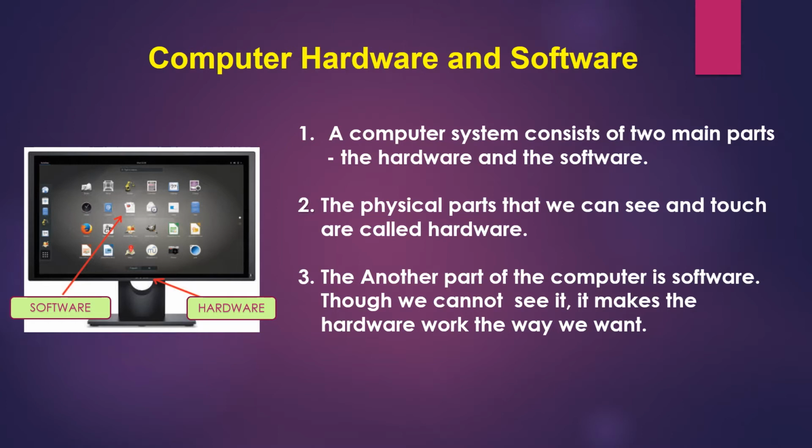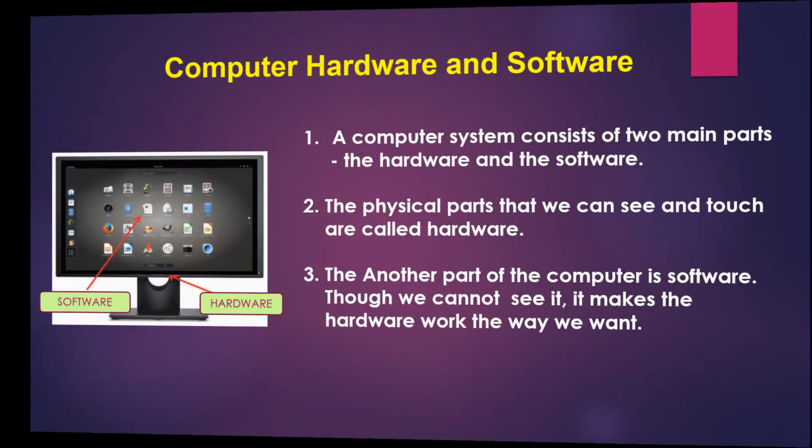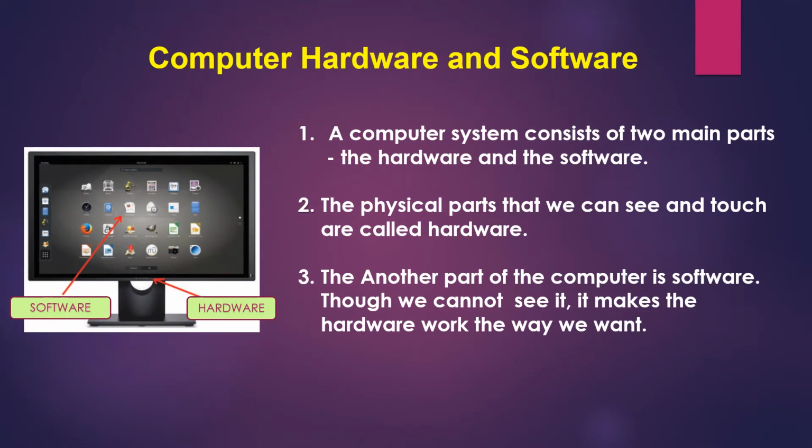So there are two parts of a computer system. What are they? Hardware and software. Physical parts that we can see and touch are called hardware. The other part of the computer is software. Though we cannot see it, it makes the hardware work the way we want. The physical part of the computer is called hardware. What are all the physical parts in a computer system? One is the monitor, another is the CPU, third is the keyboard, fourth is the mouse. Is it not, children?